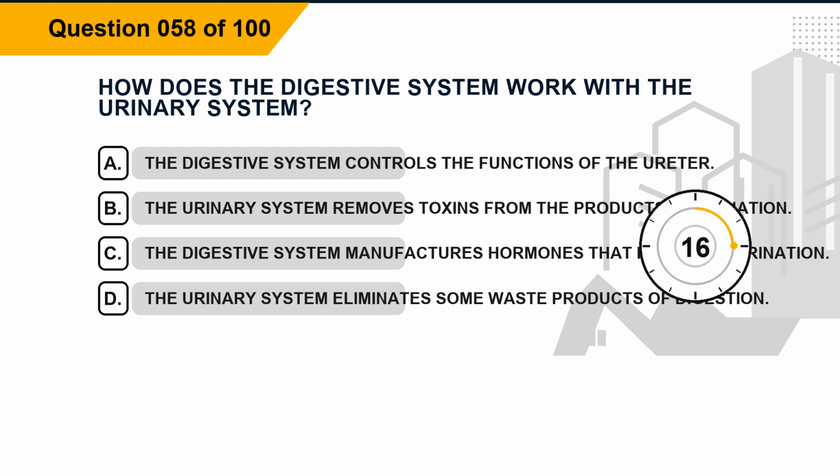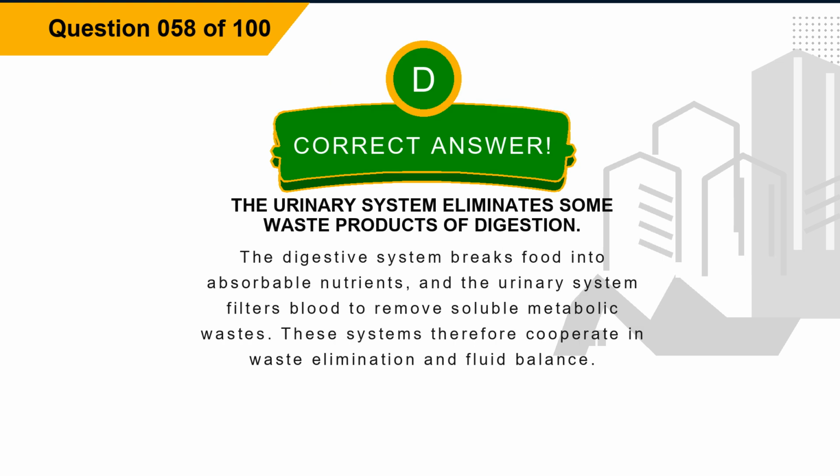Question 58. How does the digestive system work with the urinary system? Option A, the digestive system controls the functions of the ureter. Option B, the urinary system removes toxins from the products of urination. Option C, the digestive system manufactures hormones that influence urination. Option D, the urinary system eliminates some waste products of digestion. The correct answer is option D. Explanation: the digestive system breaks food into absorbable nutrients, and the urinary system filters blood to remove soluble metabolic wastes. These systems therefore cooperate in waste elimination and fluid balance.